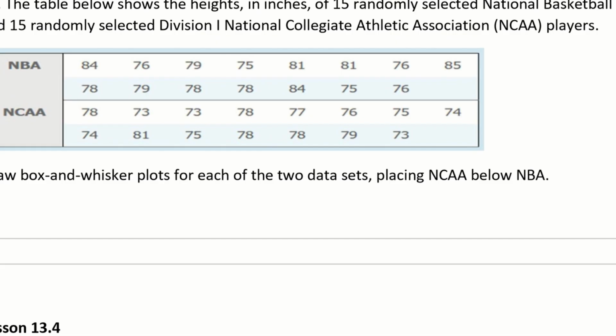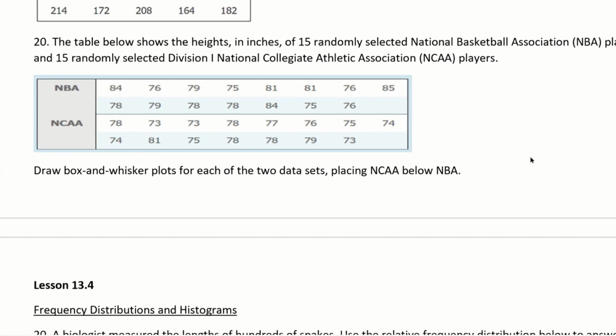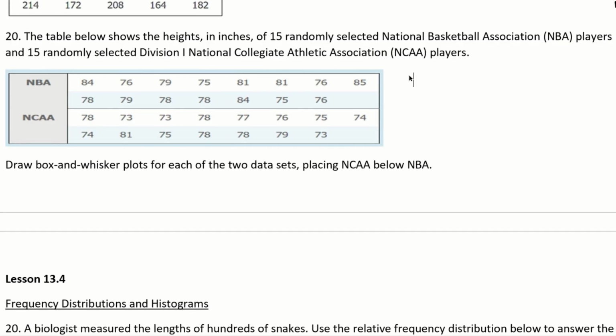Okay, so first we're going to need to put these in order because they're not in order, of course. So go ahead and put them in order. You see the smallest for NBA is 75. Where is 76? So on and so forth.